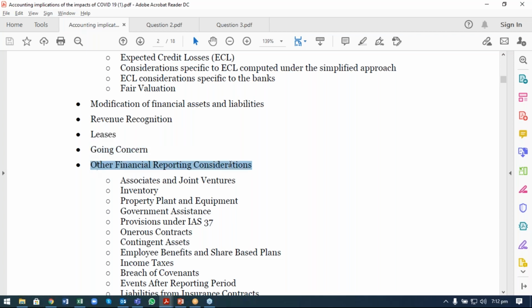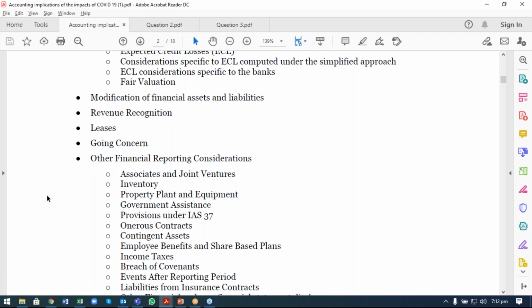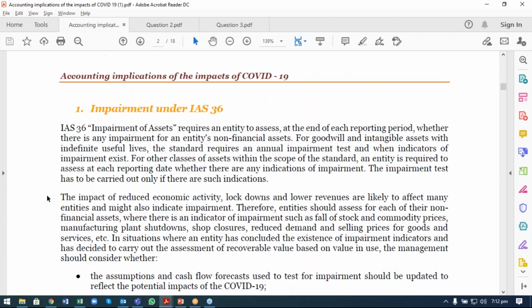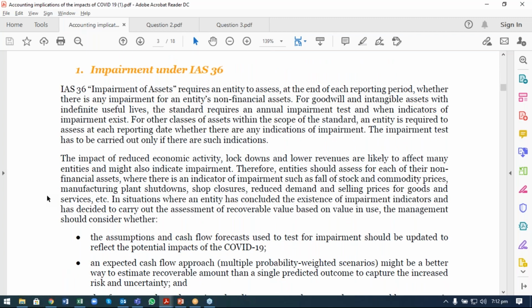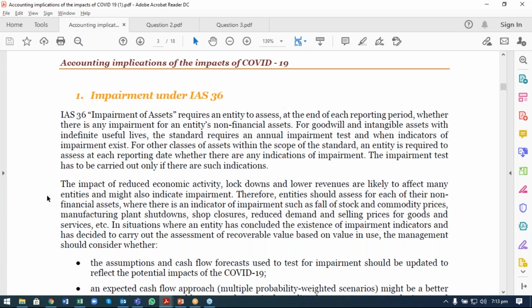And any other financial reporting consideration, you have way too much detail provided in this document. It will give you some insight into how this could be tested. For example, there is something the examiner has in this document, it's already mentioned: goodwill or intangible assets might have an adverse impact, or you might have an idea.